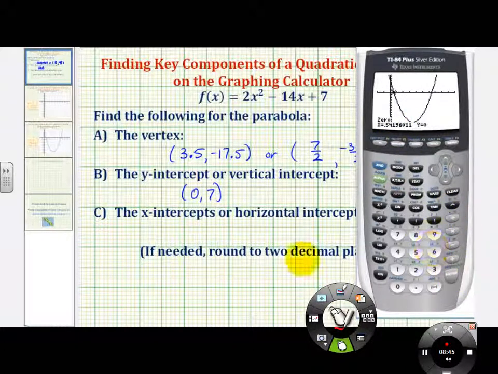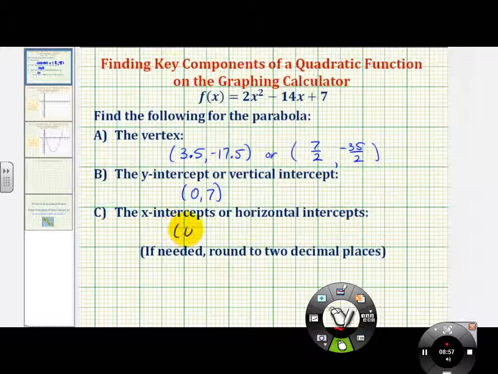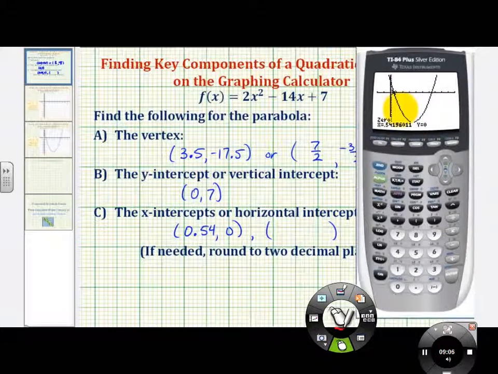It says round to 2 decimal places. So the x-coordinate would be approximately 0.54. So we'll say the first x-intercept or horizontal intercept is the point 0.54, 0. And now we'll find the second x-intercept. We'll repeat the process. We'll press second trace option 2 for 0. The left bound of this x-intercept would be below it, somewhere over here. Let's move the cursor over there.